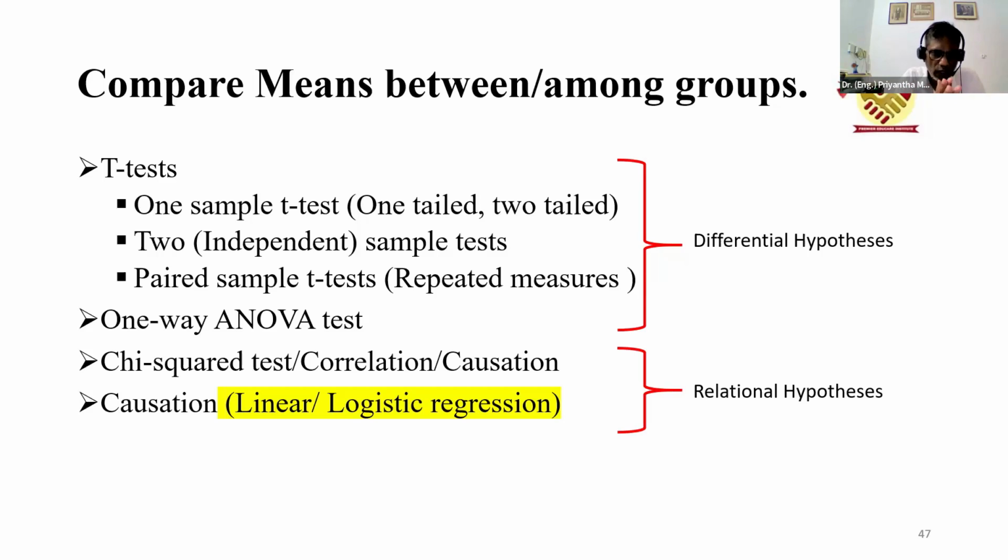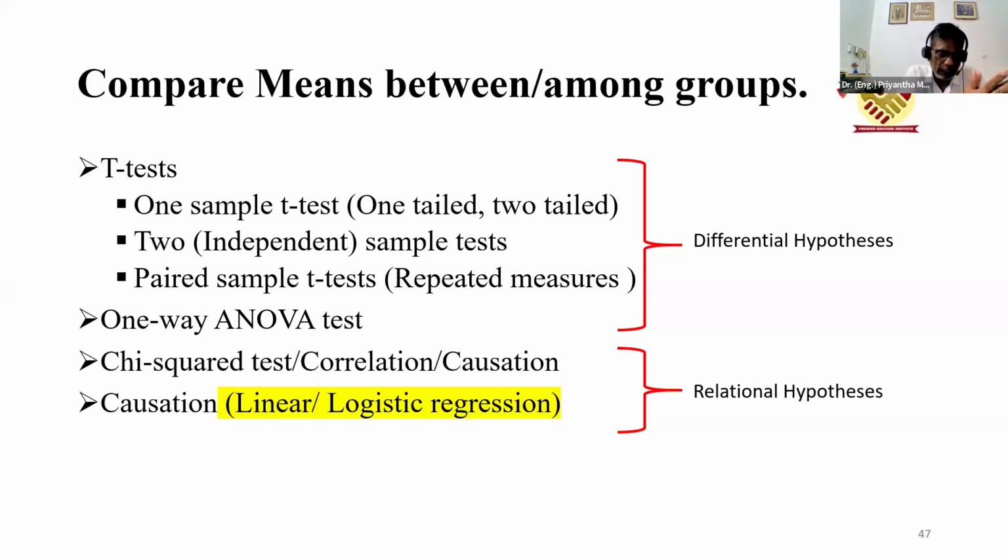ANOVA. Chi-square test, I already explained to you. That means gender versus managerial level. That means gender-based discrimination: can ladies become senior managers? If you want to do research in that way, then that is the chi-square test.